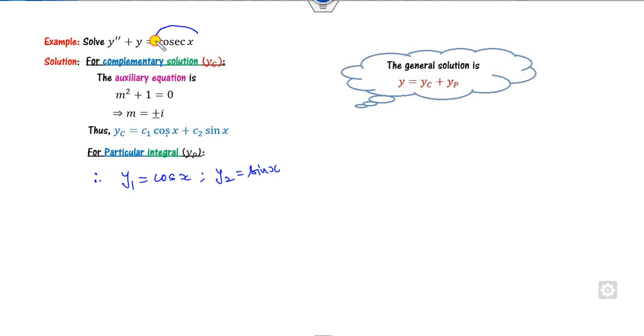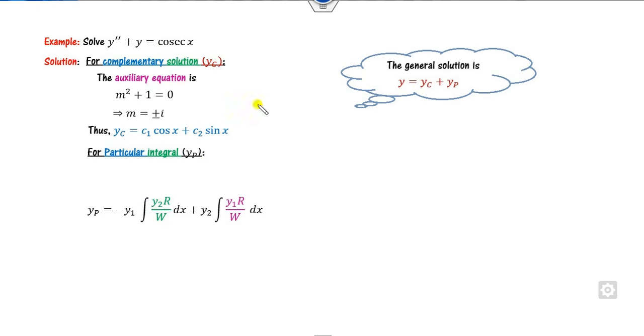Now, in order to handle the cosecant, we have to apply the method of variation of parameter. Because the leading coefficient is 1, I can write it here. What is W? W is nothing but y1, y2 and y1 dash and y2 dash. So I can substitute here: y1 is nothing but cos x.